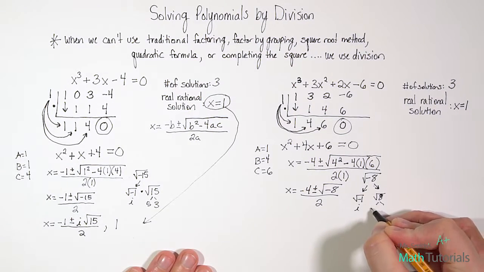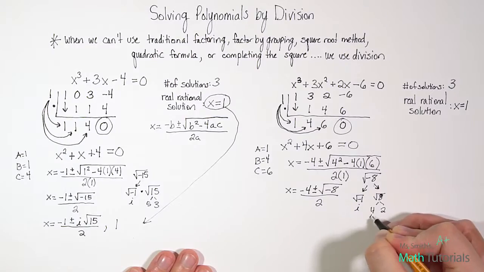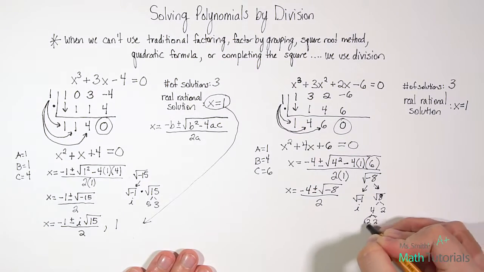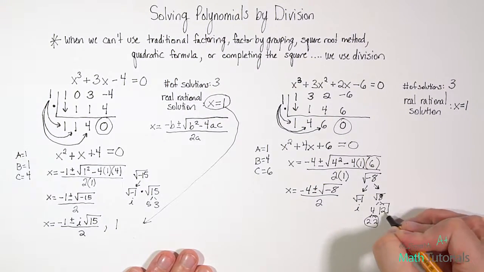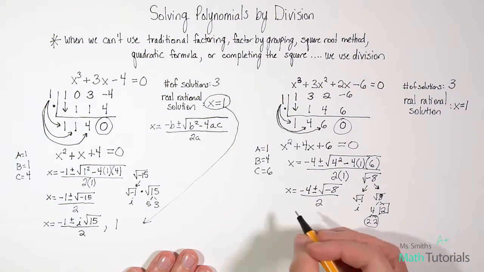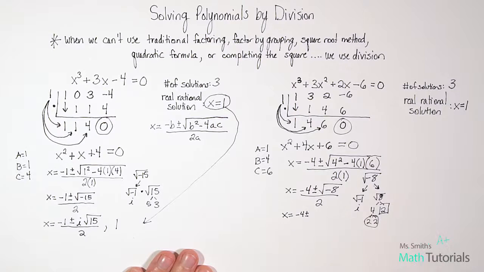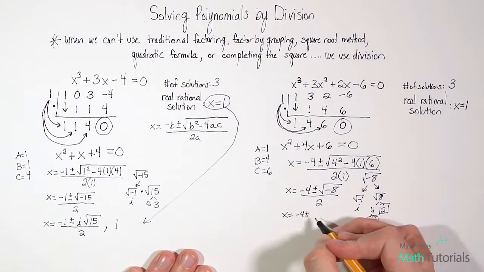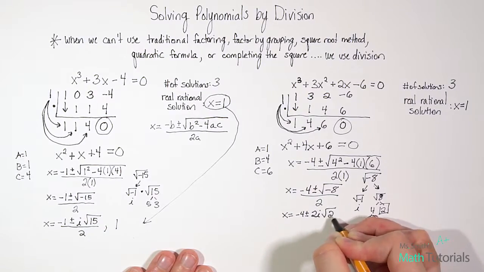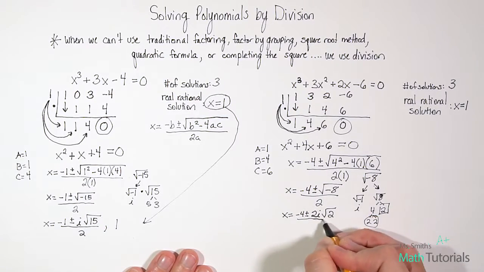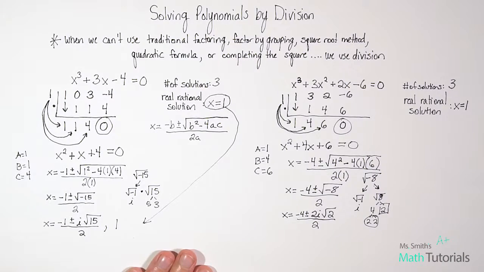So the things that go into 8 are 4 and 2. We would break 4 down into 2 and 2. We have a pair of 2's with a 2 that's stuck. We've got, at this point, x equals negative 4 plus or minus. We have an i on the outside. We have a 2 on the outside, and we have a 2 that's stuck underneath the radical. So we would write that as 2i square root of 2 all over 2.